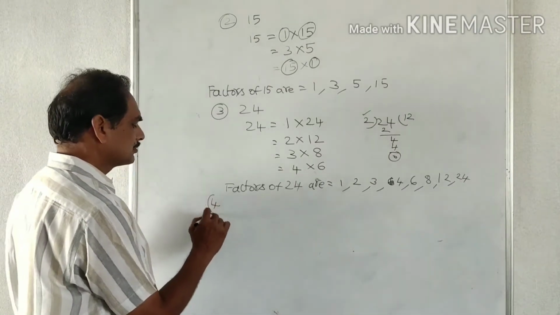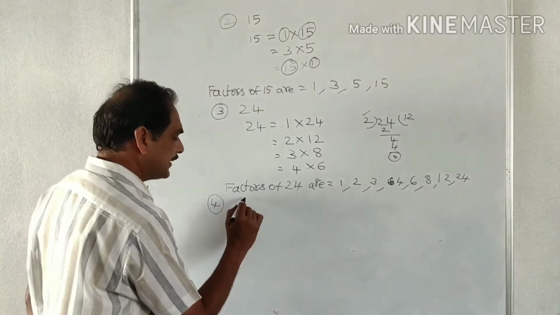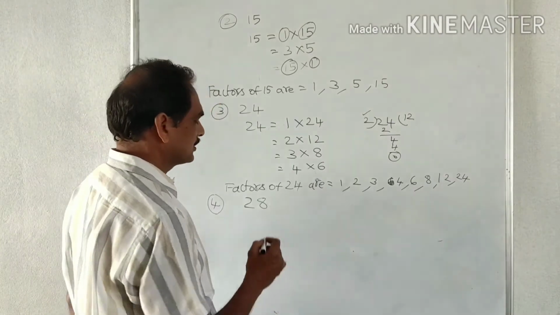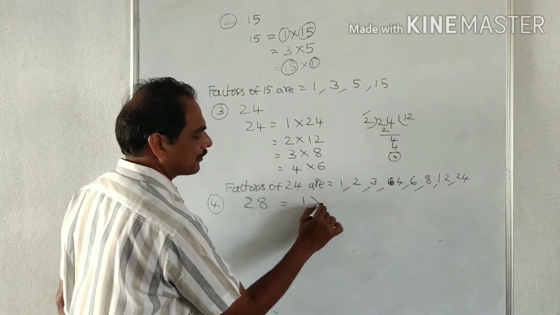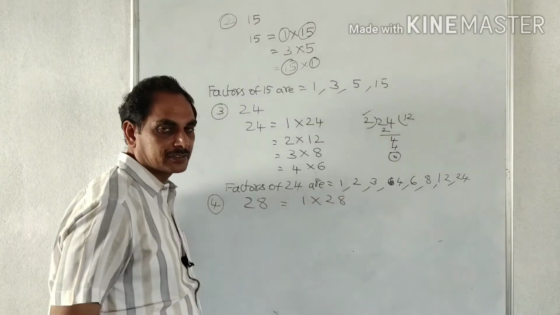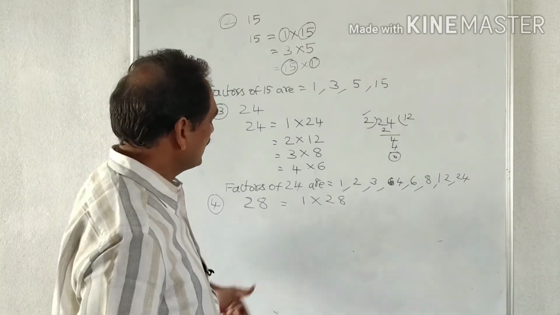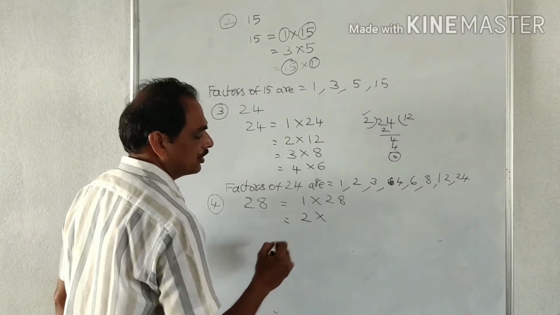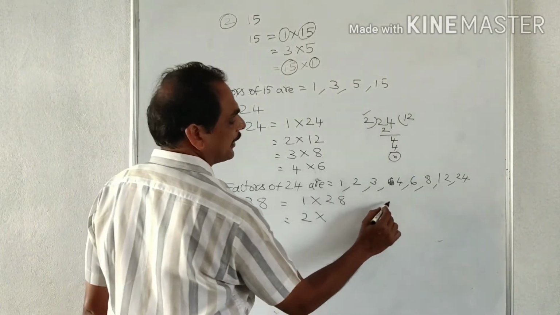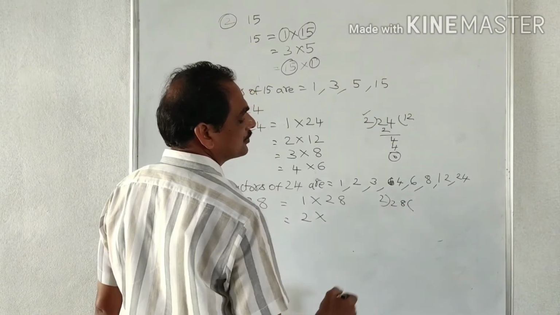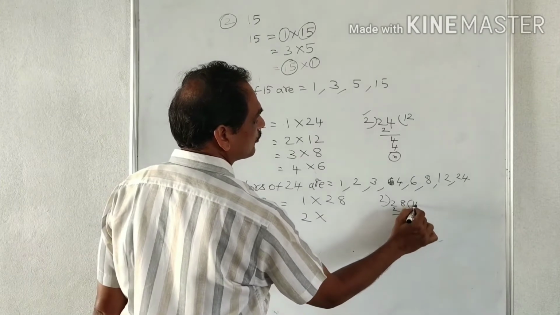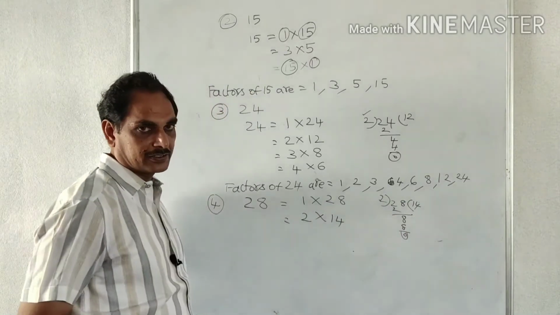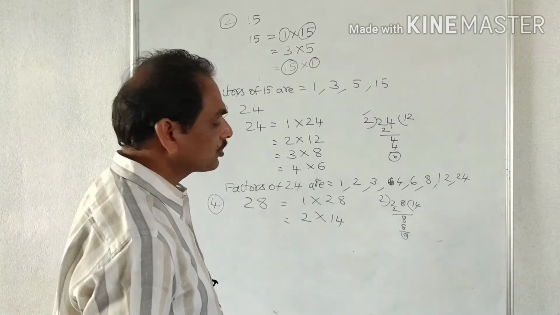Next, fourth is 28. This is the fourth example, 28. Here also, first we write 1 into 28 is 28. 1 into any number is that number. So we can write 28 as 1 into 28. And in the second table, or we divide 28 by 2. 2 ones are 2, 8, 2 fours are 8, remainder 0. So 2 fourteens are 28. In the third table, there is no 28.